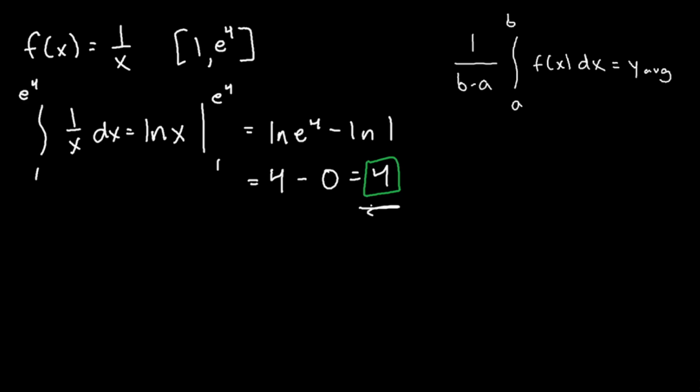Okay, now that we have the area, of course we divide it by the width. The width is simply e to the 4th minus 1, right? This is b minus a. There's really no other way to simplify this, so you can keep it like this. And we divide area, which is 4, by the width of our interval, which is e to the 4th minus 1.